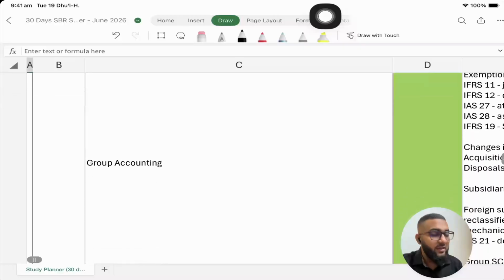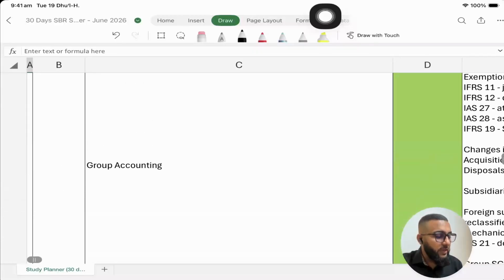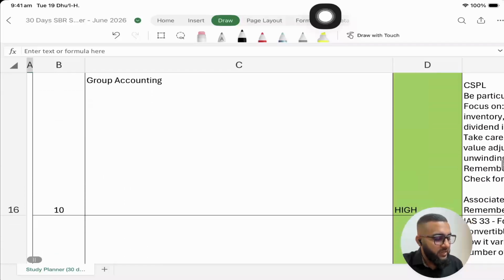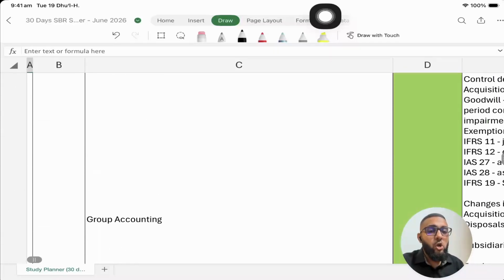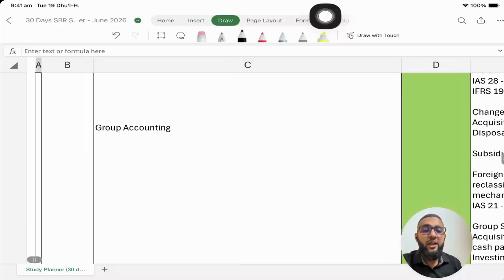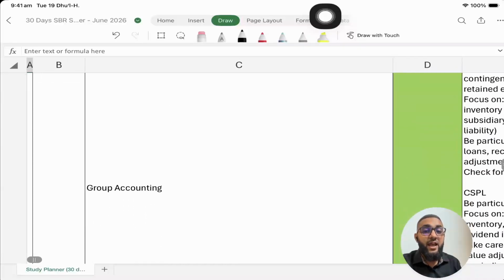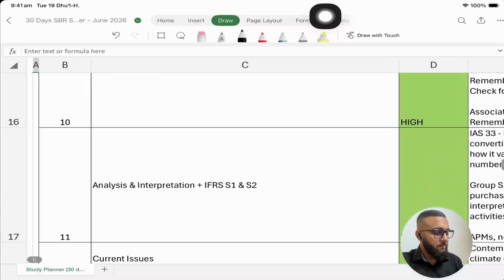And then on day 9, you focus on group accounting. All right, so group accounting, you see there are 2 days given for group accounting. So you have day 9 and day 10. So on day 9, you're going to focus on certain aspects of group accounting, and on day 10, certain aspects of group accounting, which we will be looking at when I take you through the specific tips pertaining to each of the days and areas.